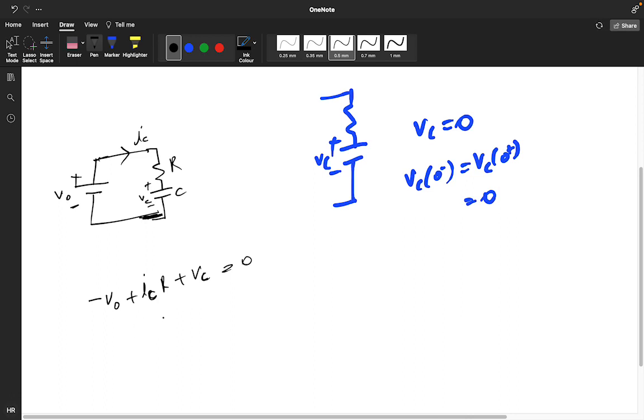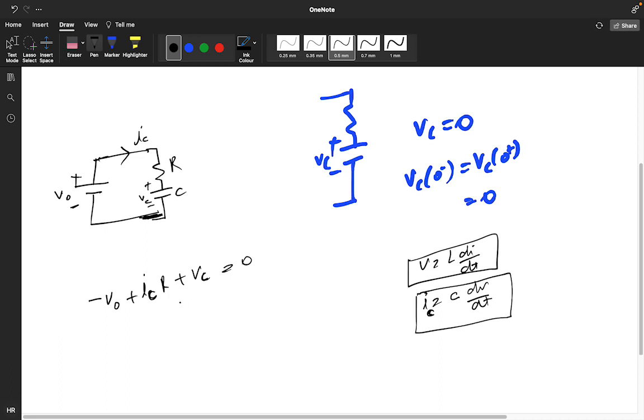We know that V is equal to L di by dt for the inductor, and the current I is equal to C dV by dt for the capacitor. So substitute this IC value: minus V0 plus RC dV by dt plus Vc is equal to 0. So you will get one equation.